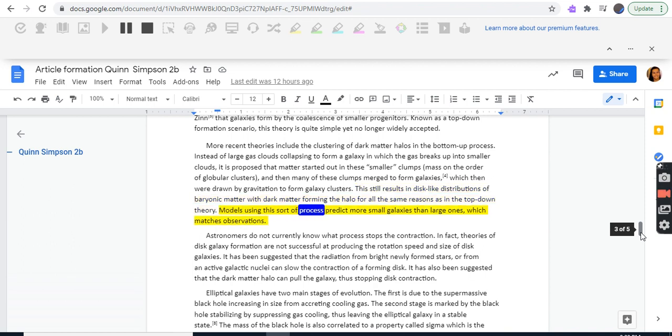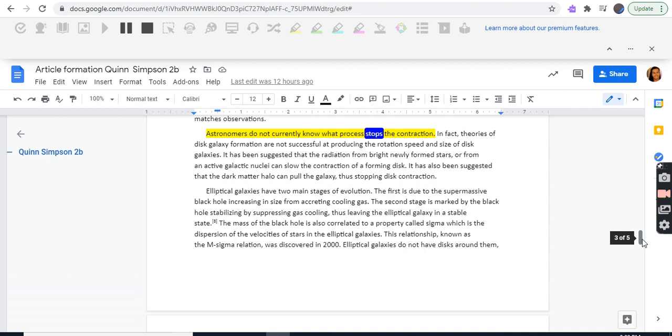Models using this sort of process predict more small galaxies than large ones, which matches observations. Astronomers do not currently know what process stops the contraction. In fact, theories of disk galaxy formation are not successful at producing the rotation speed and size of disk galaxies. It has been suggested that the radiation from bright newly formed stars, or from an active galactic nucleus, can slow the contraction of a forming disk. It has also been suggested that the dark matter halo can pull the galaxy, thus stopping disk contraction. Elliptical galaxies have two main stages of evolution.